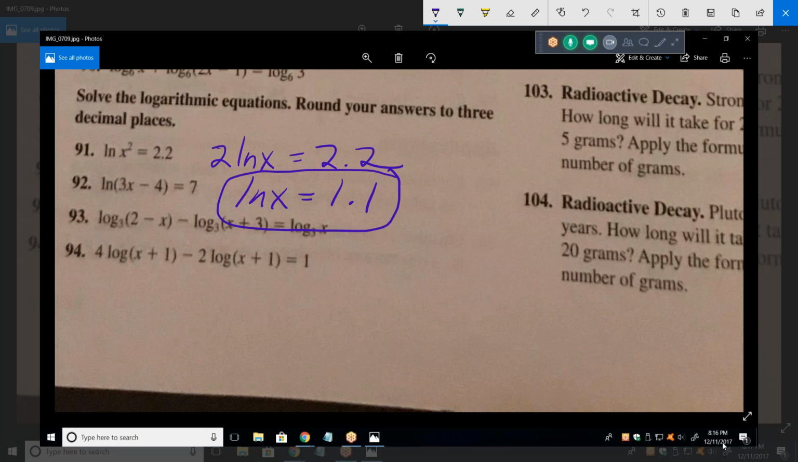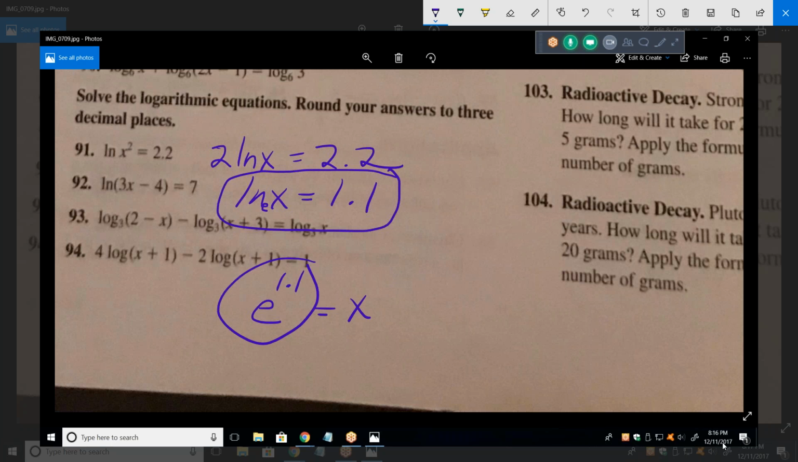You want to know how to go from logs to exponential and exponential to log. Definitely need to know how to do that. The easiest thing to do here is to convert it to exponential. Remember what the rule is. You take the number on the far left, which in this case is e, raise it to the power of the number on the far right, and it's equal to the argument. So e to the 1.1 is equal to x.